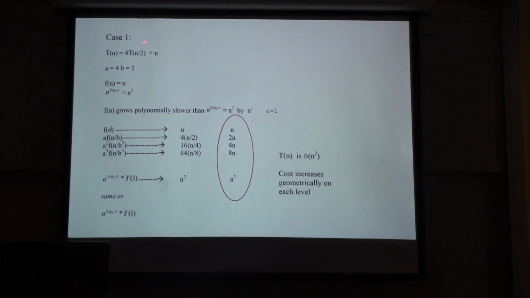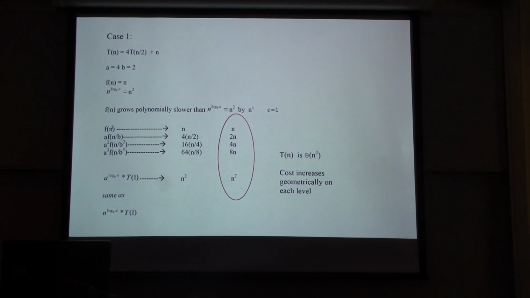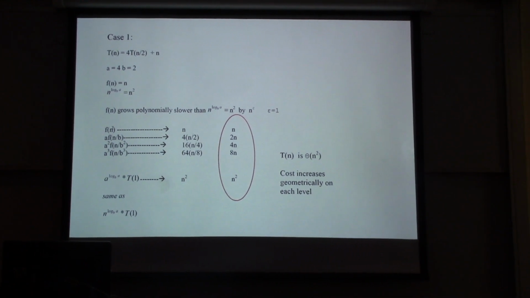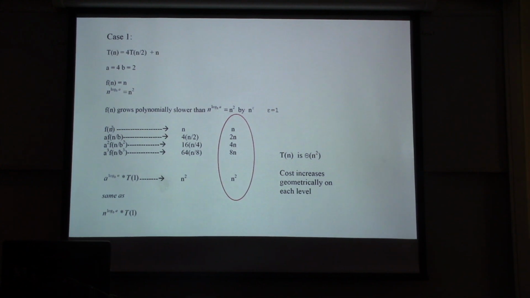Okay, so if we have this case, a is 4, b is 2, f of n is equal to n, and n to the log b of a is equal to n squared. Now look very carefully at what I have here. The number of leaf nodes is n squared. That means the leaf nodes are doing together n squared work. There's only one root node and it's doing n work. So we start with n work, we're increasing, and we're finishing with n squared on the bottom.